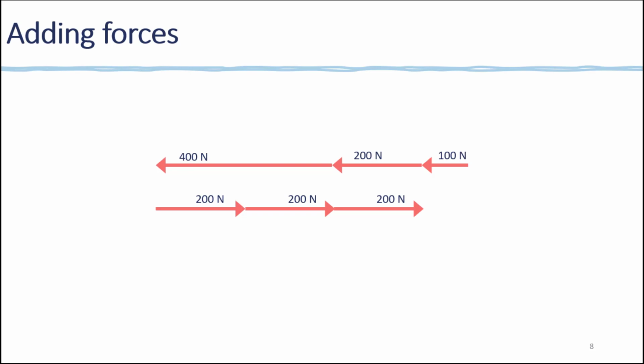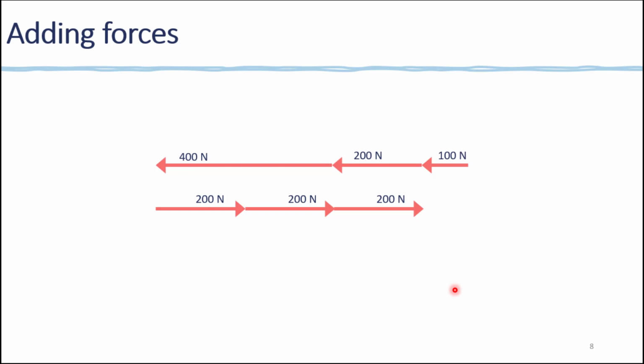Now let's put both teams together. So we want to know what is the resultant force acting on the rope as a result of your team pulling to the left and the other team pulling to the right. So the forces are all still collinear because they all act along the same line.